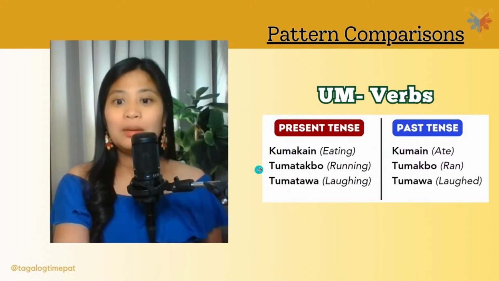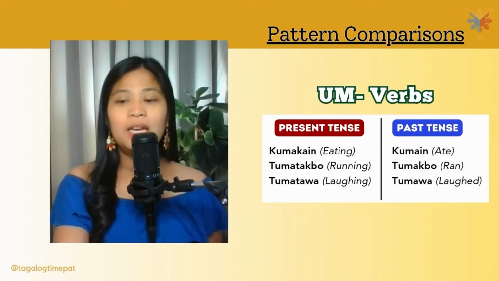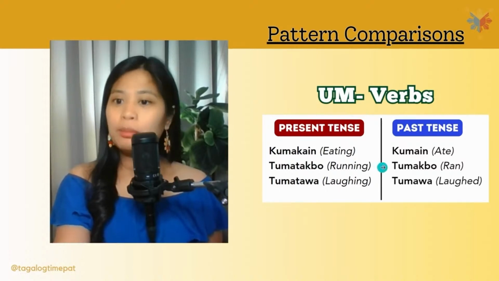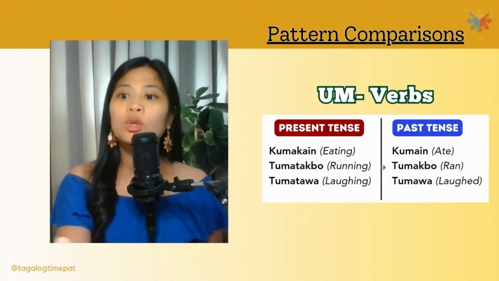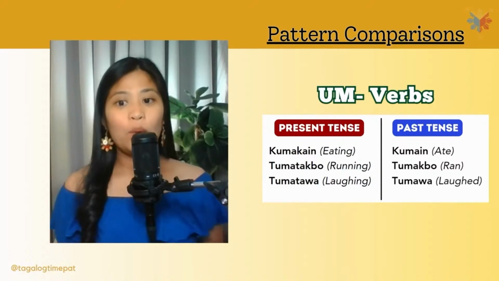For the word takbo, in the present tense, it's tumatakbo. That means running. Tumatakbo siya. He is running. In the past tense, it's tumakbo. He ran. Tumakbo. Then for the word tawa, which means to laugh, in the present tense, it's tumatawa.